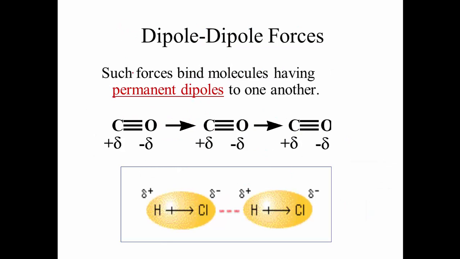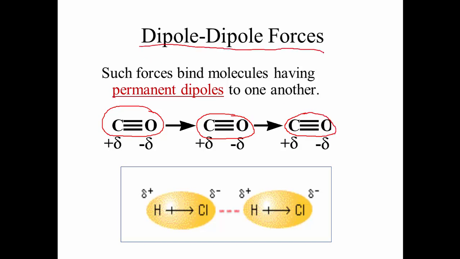So once you drew your Lewis dot structure and you saw that you had a polar molecule, you would say that they were attracted to each other by dipole-dipole forces. That's it. And dipole-dipole forces are weaker than ionic.